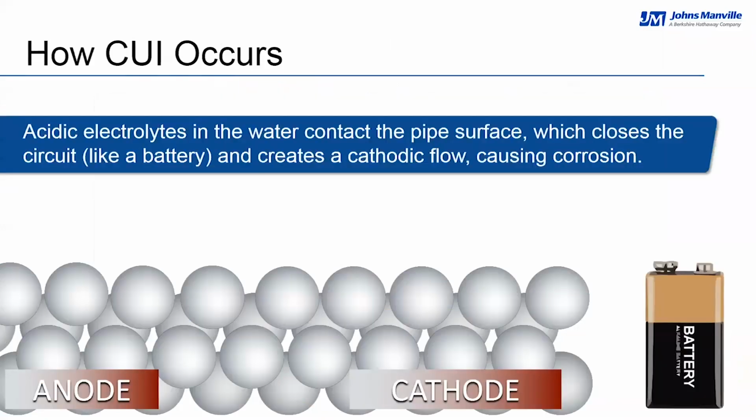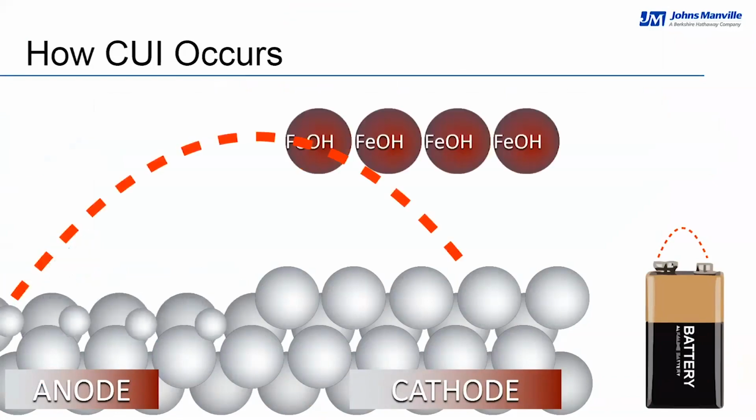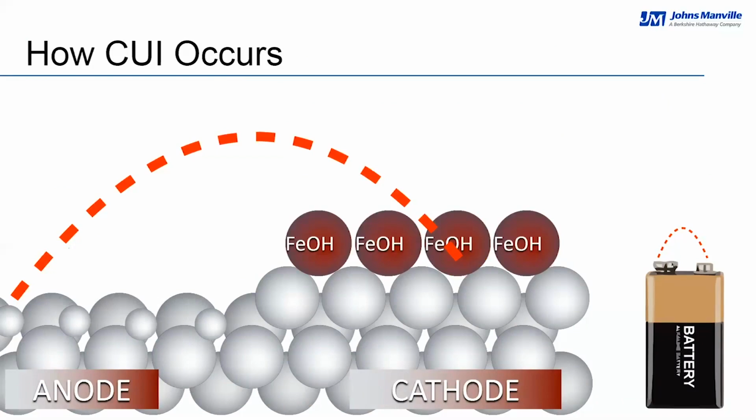So how does CUI occur? Here we'd like to illustrate how it actually happens. So let's think of a 9-volt battery. Things are pretty stable there until a conductor between the 2 poles on the battery is introduced. Once that happens, there's an electrical flow. The small spheres on the bottom of this illustration depict molecules of a steel surface. In the case of corrosion, when water is introduced, the conductor would be the acidic electrolytes in the water, which would bridge the gap between the anode and the cathode, resulting in iron oxide, also known as rust.